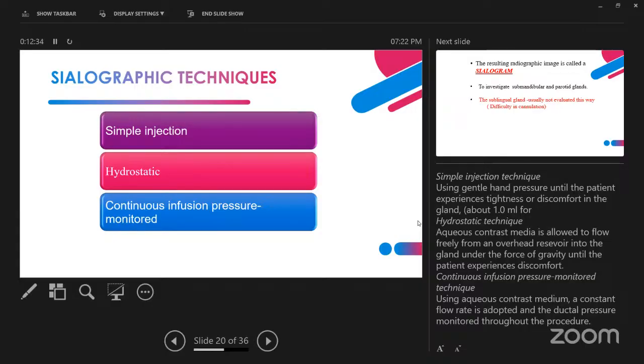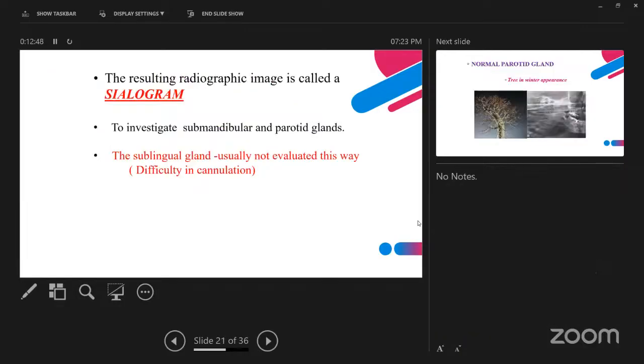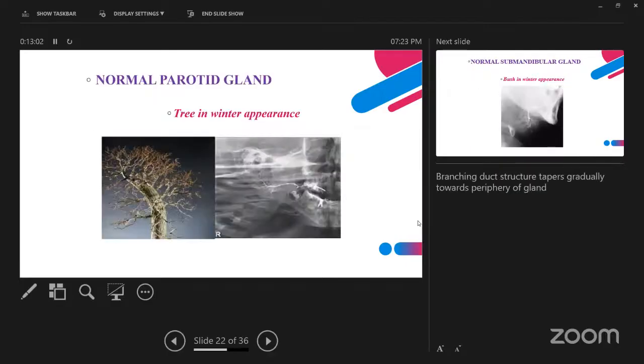Third, continuous infusion, pressure monitored. Here, constant pressure flow is maintained and the duct pressure is monitored throughout the procedure. The resulting radiograph is called a xylogram. This is mainly to investigate the submandibular and parotid glands. The sublingual gland is not done in this way due to difficulty in cannulation.